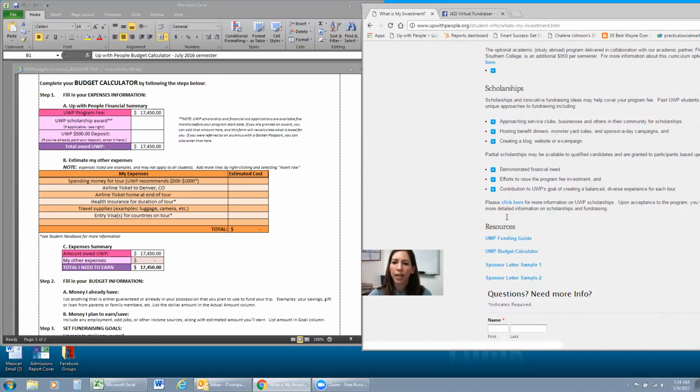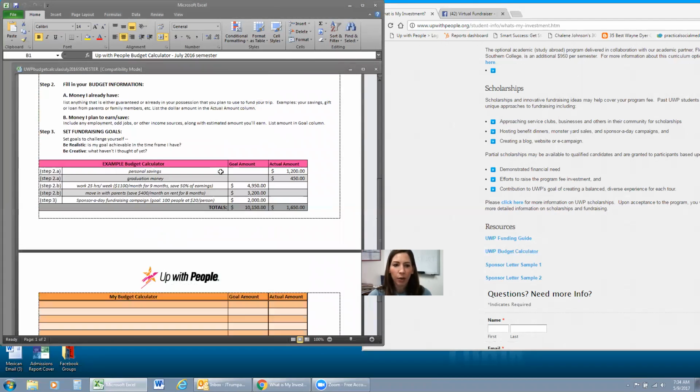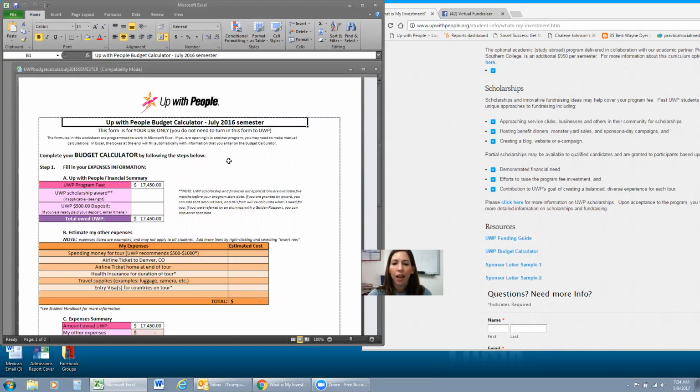You're going to scroll down to this budget calculator. So, the Up With People budget calculator is going to pop up. This is what the budget calculator looks like right here. From here, we're going to walk through this, and I want you all to fill this out, because this is going to help you understand how much money you actually need to raise, okay?